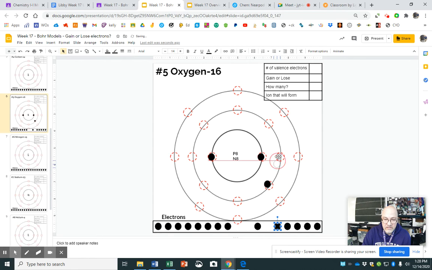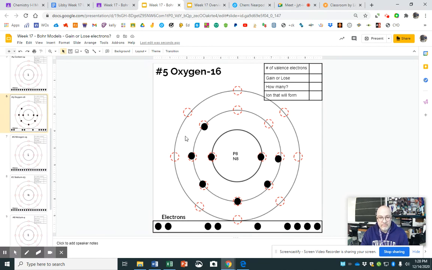1, 2, 3, 4, 5, 6. So there's 1, 2, 3, 4, 5, 6, 7, 8 total. How many valence electrons? How many in the biggest shell? There are 6 in the biggest shell.